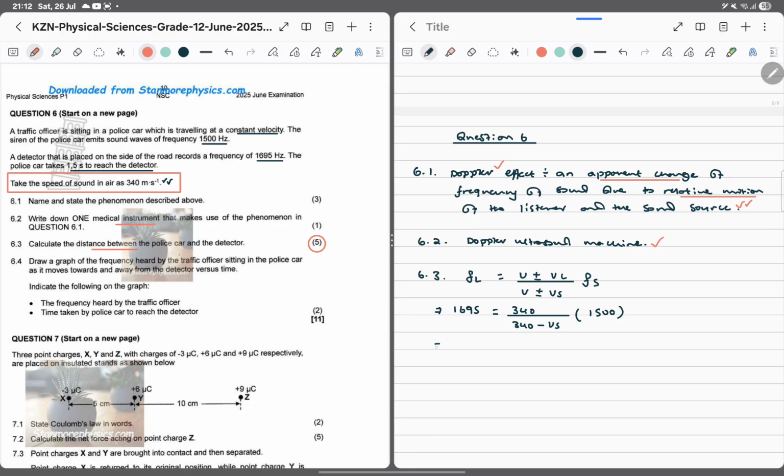What I hate about this calculation is just that it's crazy, man. It's really crazy. I don't like it.